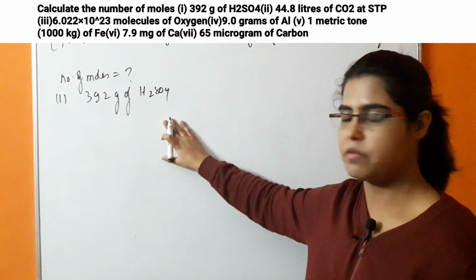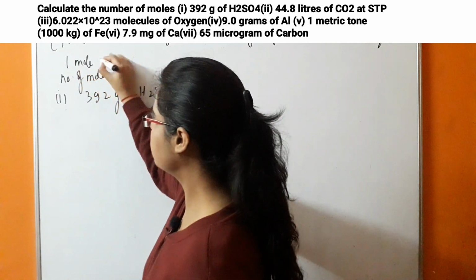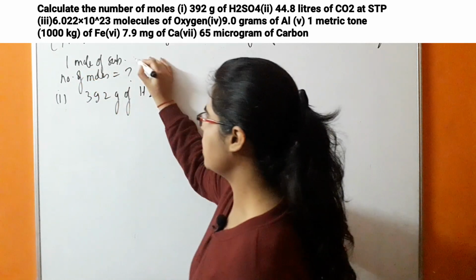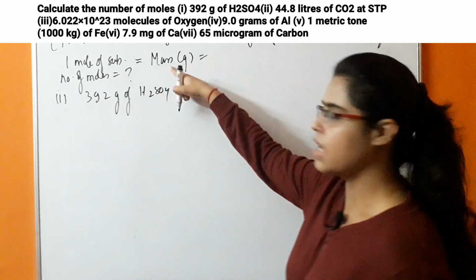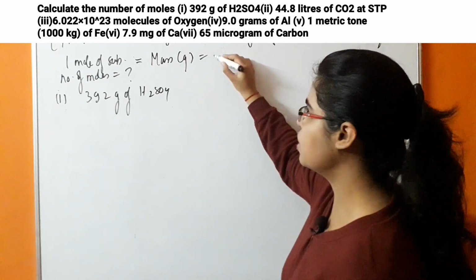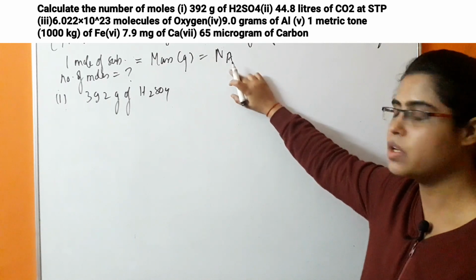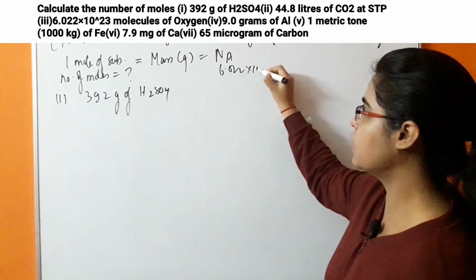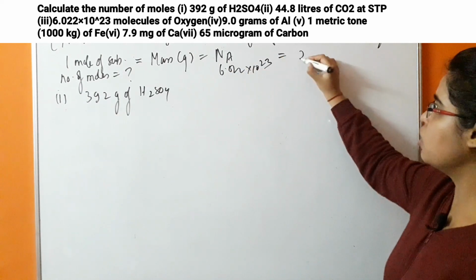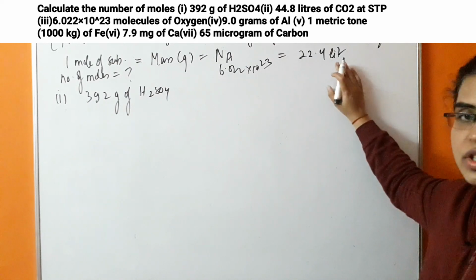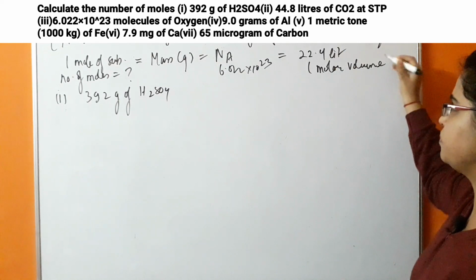Before finding out, write down the standard relationship of mole concept, so that there will be no confusion left. So what is the standard relationship? 1 mole of a substance is equal to its mass in grams, and this mass is consisting of a number which is equal to Avogadro's number, and the value of Avogadro's number is 6.022 into 10 to the power 23. This number is occupying volume 22.4 liter, which is at STP. This is also known as molar volume.